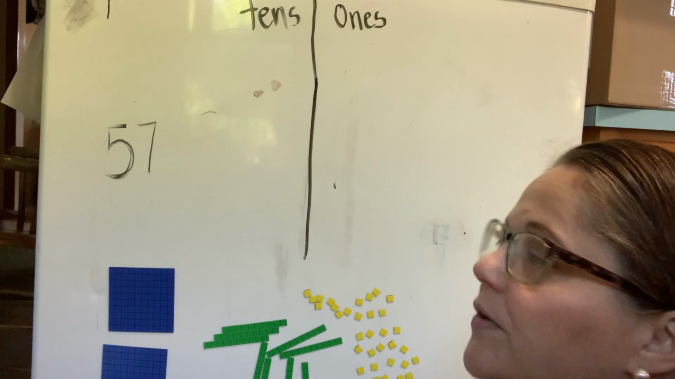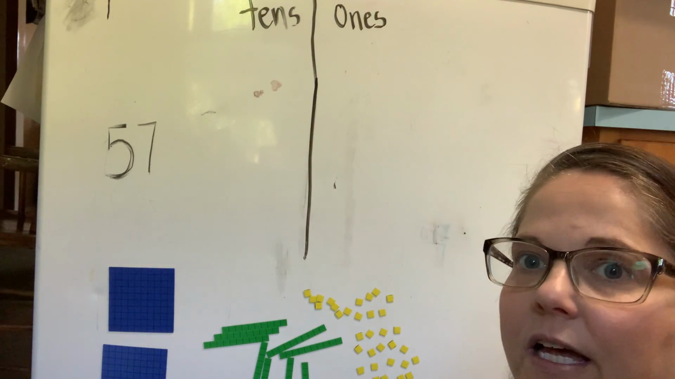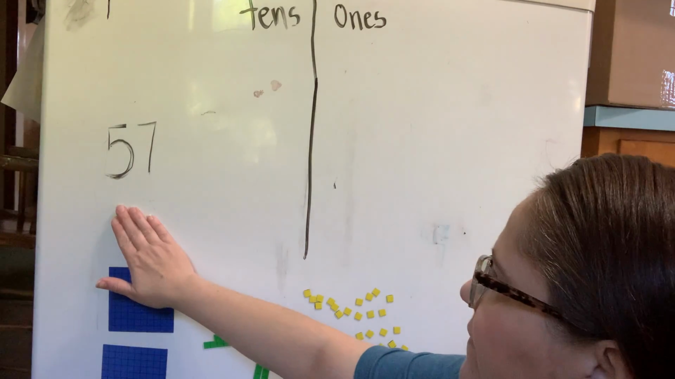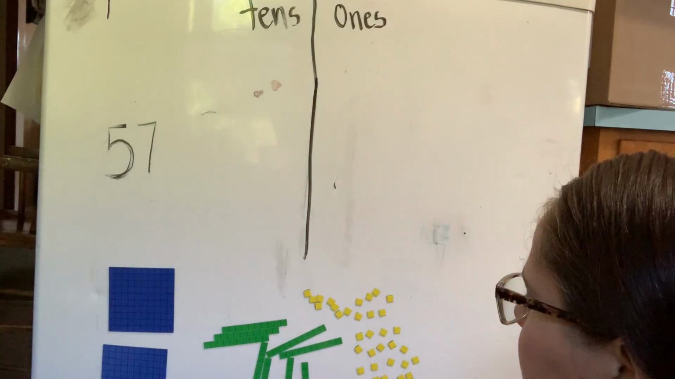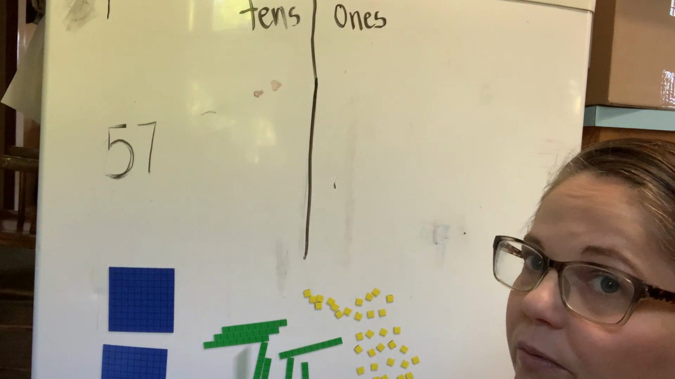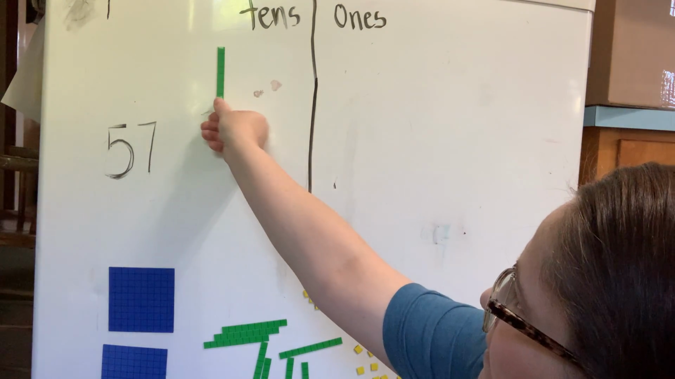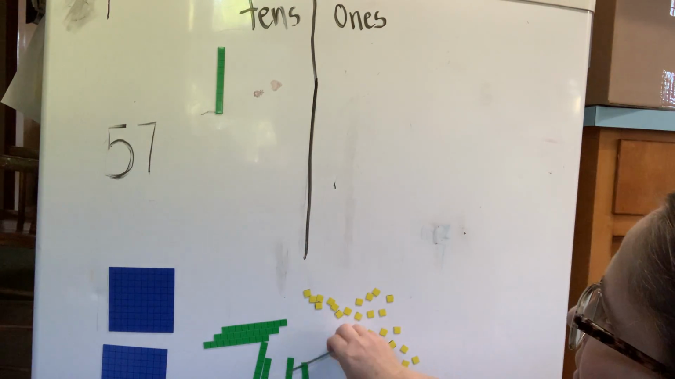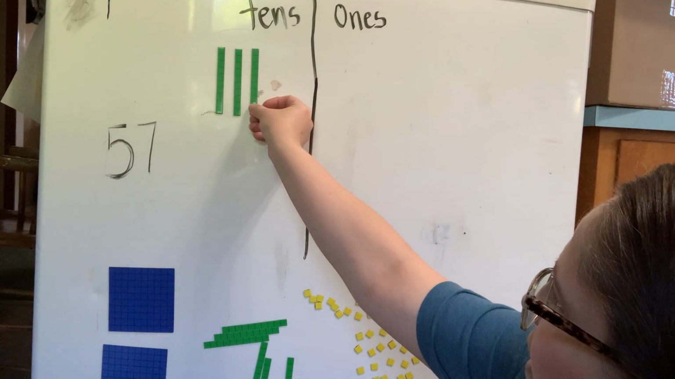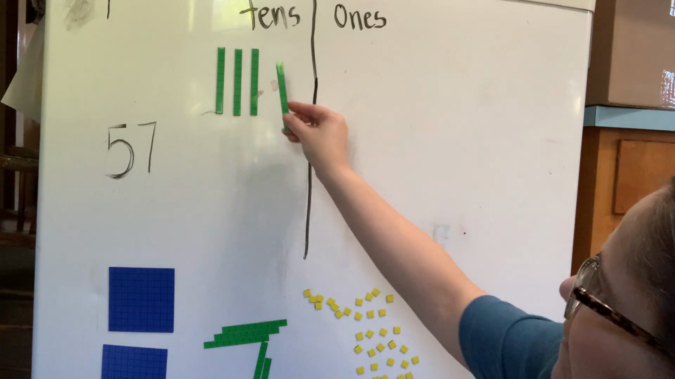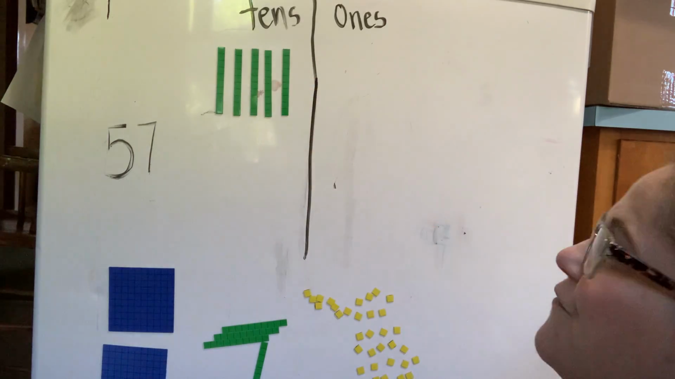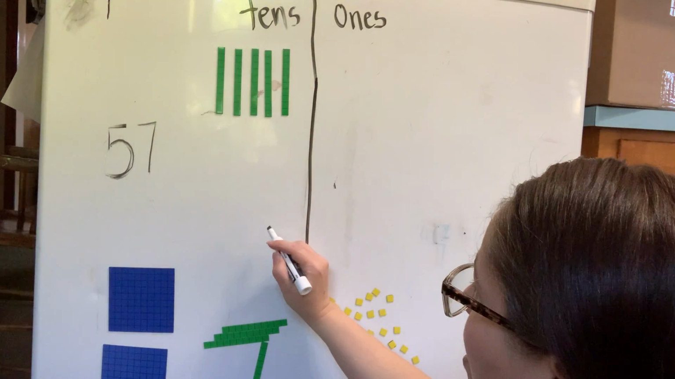Okay. So if you have 57 done, let's check it. 57. I'm going to start with the tens. I'm going to be careful. Mathematicians are organized and efficient, so I'm going to really count carefully. 10, 20, 30, 40, 50. So 5 ten towers. Whoa!